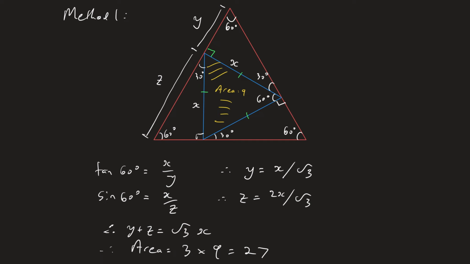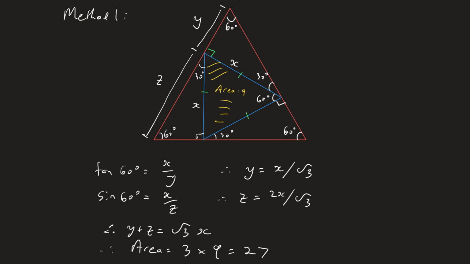And the same argument could have been applied here. 90 degrees, 60 degrees here, this one must be 30. So all these three triangles here are the same. We need to work out how much longer the side length of the red triangle is compared with the side length of the blue triangle. So let's call the side length of the blue triangle x, and we want to find y plus z.